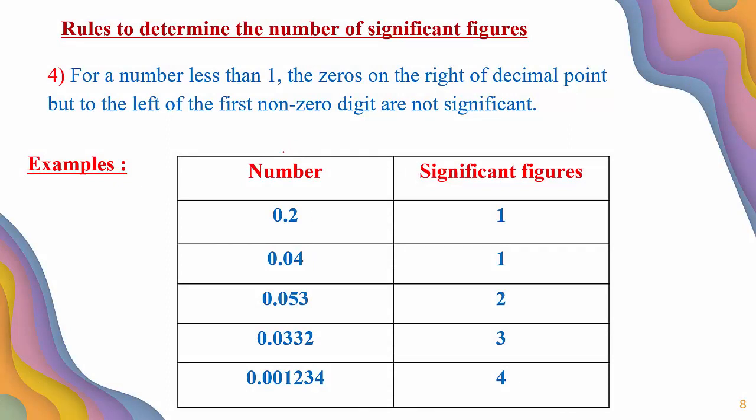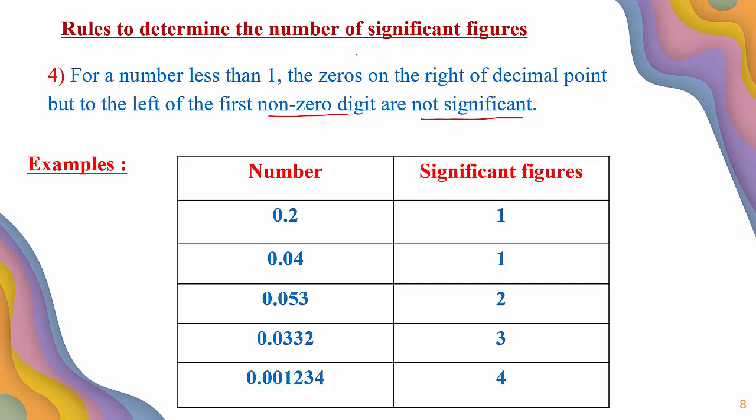Then come to the fourth rule. For a number less than 1, the zeros on the right of the decimal point but to the left of the first non-zero digit are not significant. See here, for a number less than 1. Less than 1 means we get the number in terms of a decimal point: 0.2, 0.4, 0.05, 0.06 likewise.